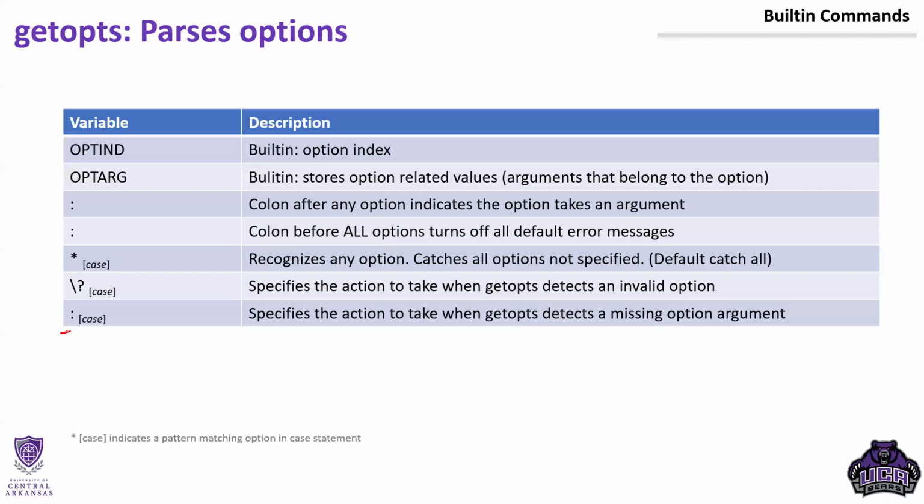Then you've got the colon here. It specifies the action to take when getopts detects a missing option argument. So again, that -f right here. If they just put -f and didn't give the argument, then you could create a custom error message for that occurrence.